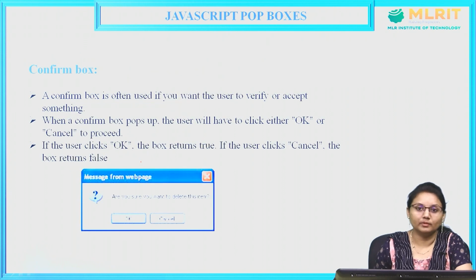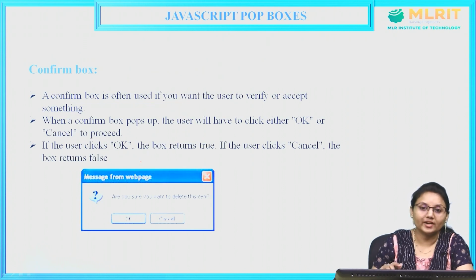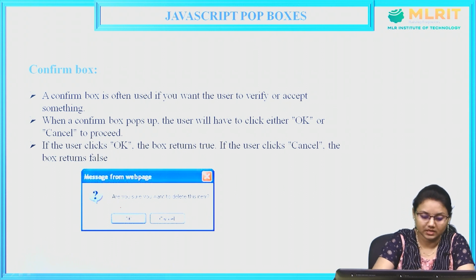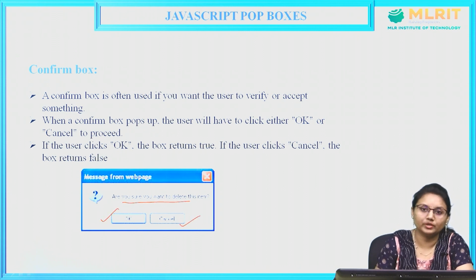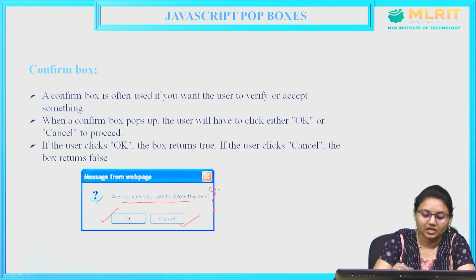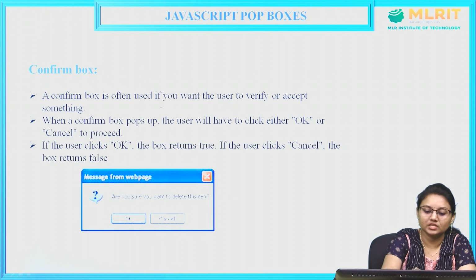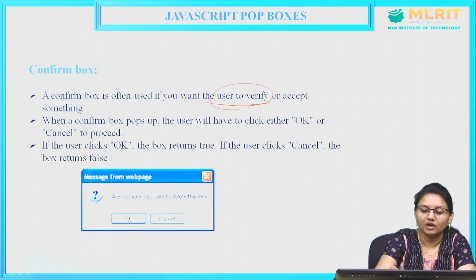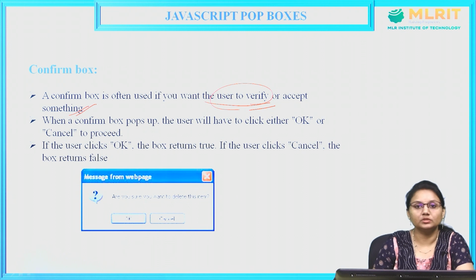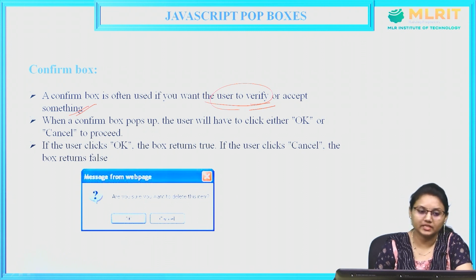Then we have a confirm box. The confirm box is also one type of alert box, but here it is asking you for input. Are you sure you want to delete this item? You have to click OK if you want to delete it or cancel if you don't want to delete it. The confirm box is often used if you want a user to verify or accept something. Whereas in the alert box, we are just displaying the message, that's it.